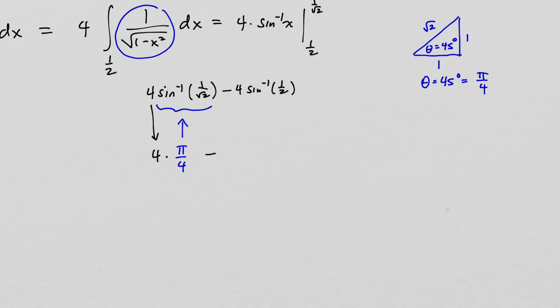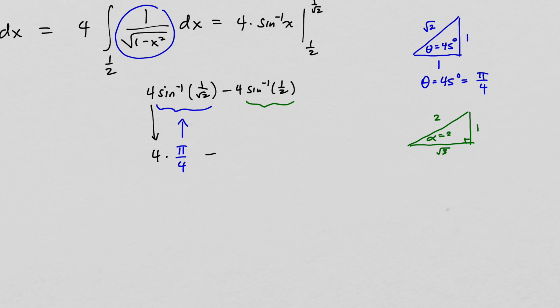Minus, and then we do the same thing for this one. What is the inverse sine of 1/2? Let's draw a new triangle. Let's say a new angle, let's call it alpha. And you know that sine is opposite over hypotenuse, so it has to be 1 over 2. And this missing side here ends up being radical 3, according to the Pythagorean theorem.